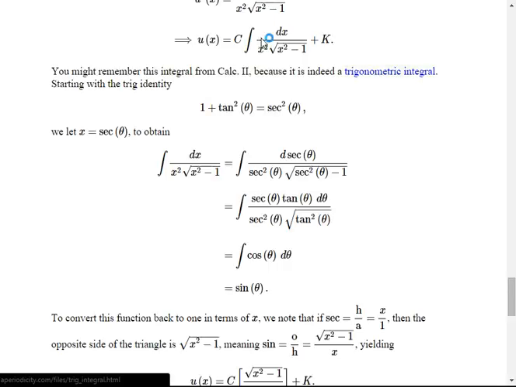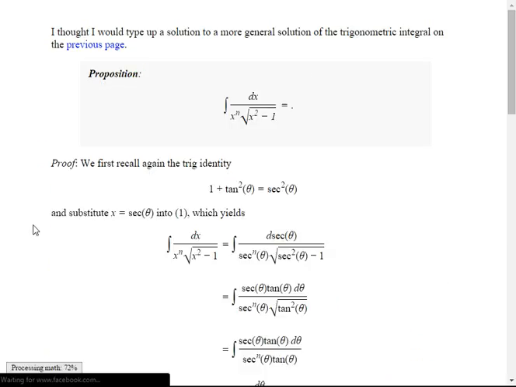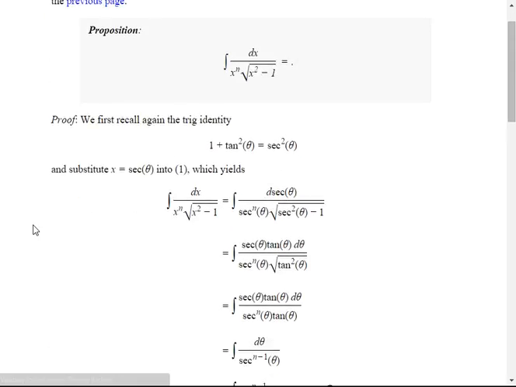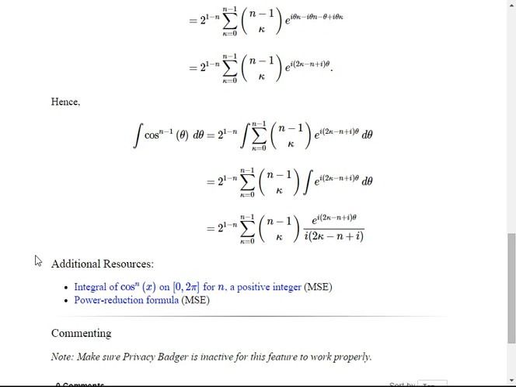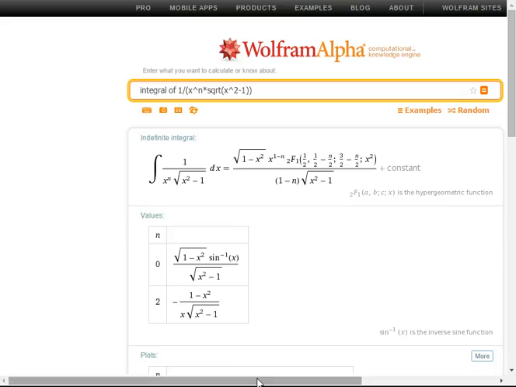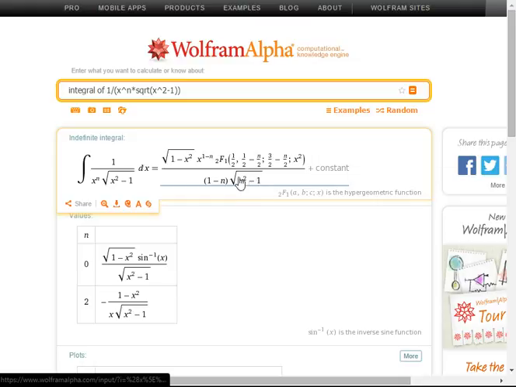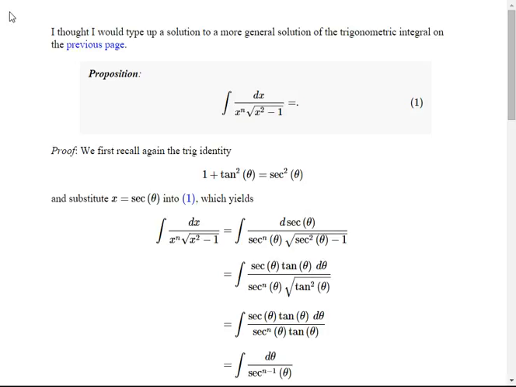And I did start writing up a page that generalizes this integral, because integrals are fun, let's face it. So I'm working through a reduction of order proof, or identity, for this integral, and when it's up, I'll post a link to it. I believe Wolfram Alpha gives a solution in terms of a Gauss hypergeometric function, and I'll try to obtain this result for myself.